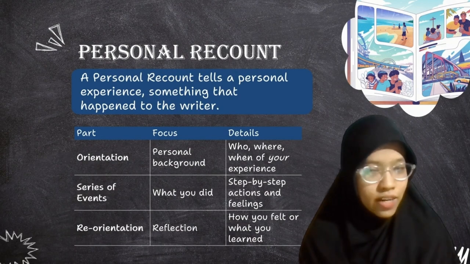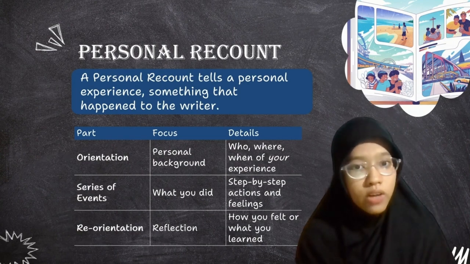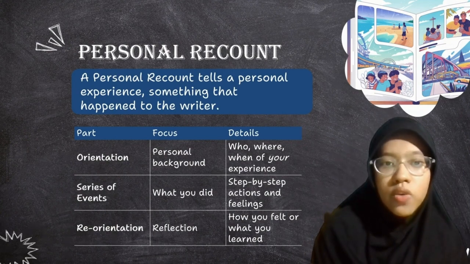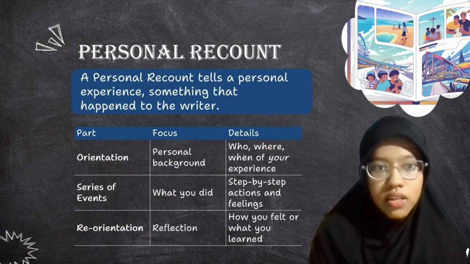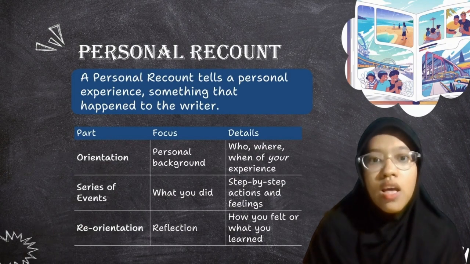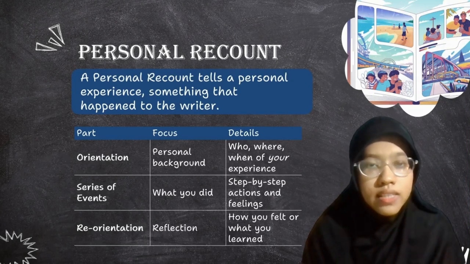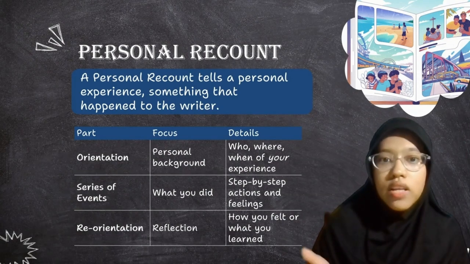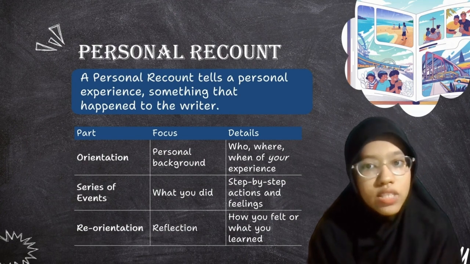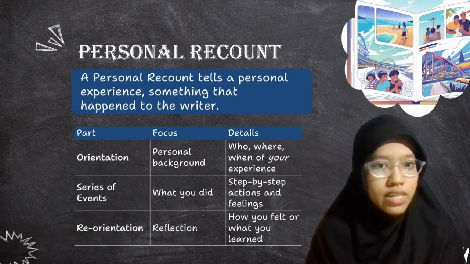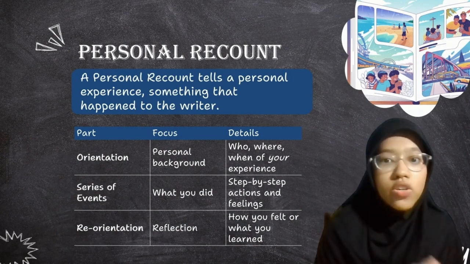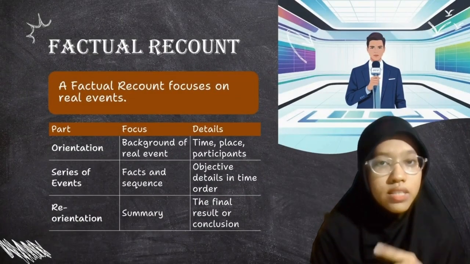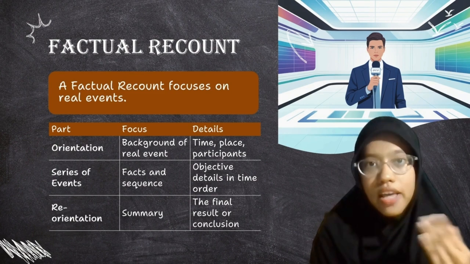First is personal recount text. It's a text that tells about the writer's own experience. It is something that actually happened to the writer. So the structure of this personal recount is: orientation introduces you as the writer, the main participant, and explains where and when it happened. The series of events tells what you did, how it happened, and what you felt during the experience, all in time order. And the reorientation gives a reflection or closing thought, such as it was a great day or I learned something new. So the focus of the personal recount is on your personal actions and feelings.